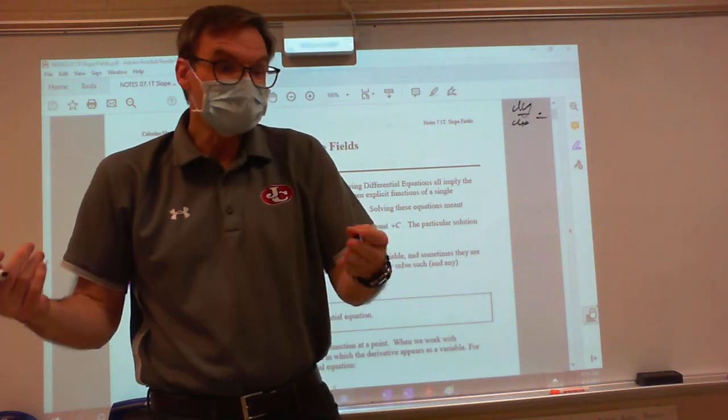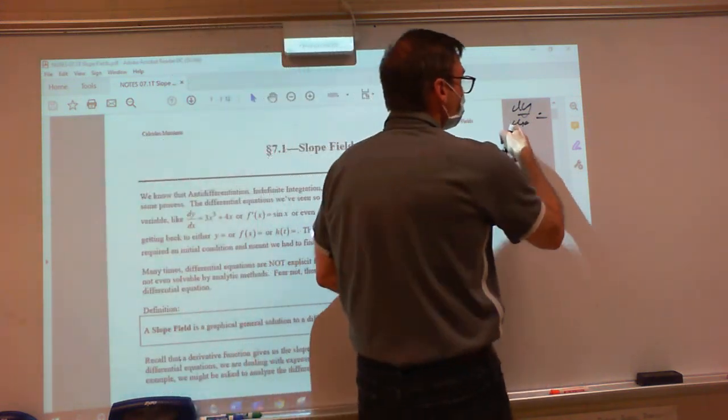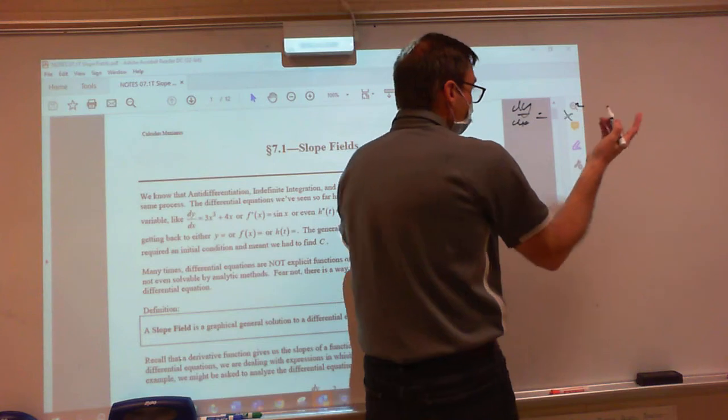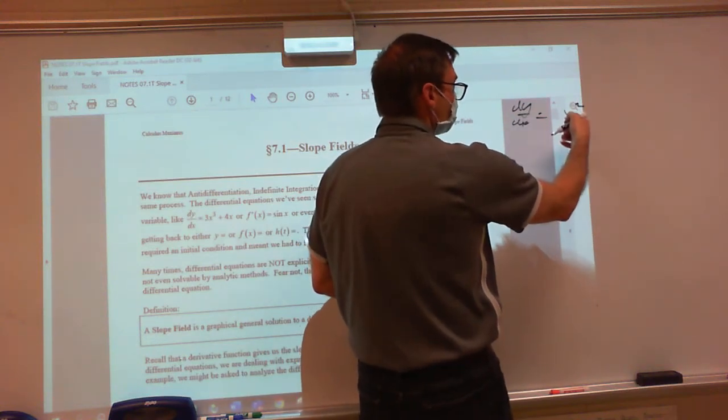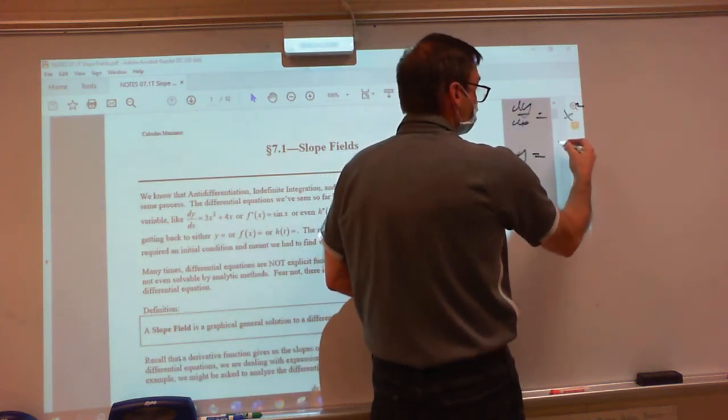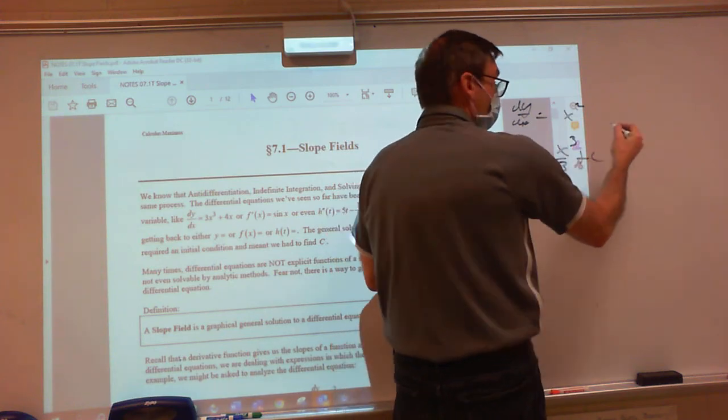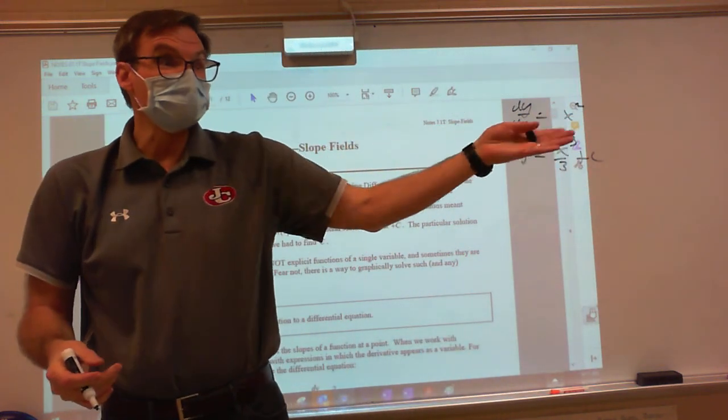I mean, if you think about it, that's what an integral is. If I tell you dy dx equals x squared, you think, well, that's easy. If our derivative is equal to x squared, then y is going to equal x cubed over 3 plus some constant. That's effectively what I've been making you do the past month or so, right?